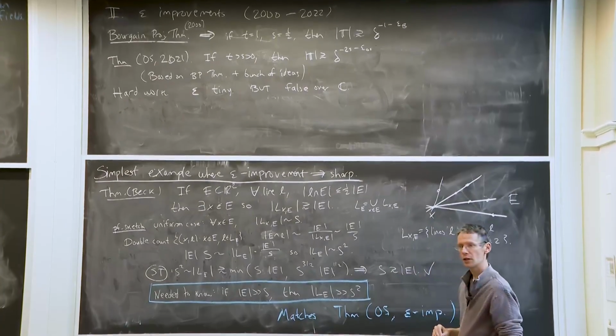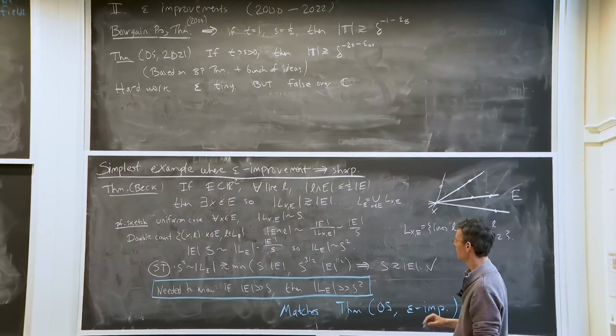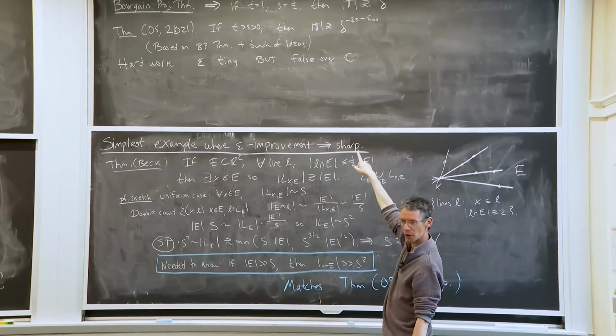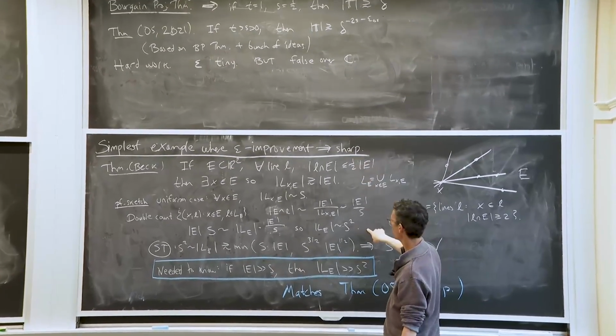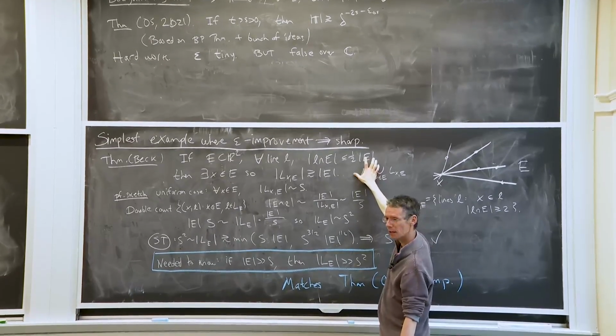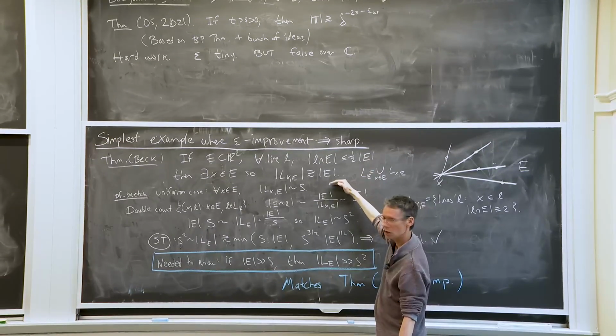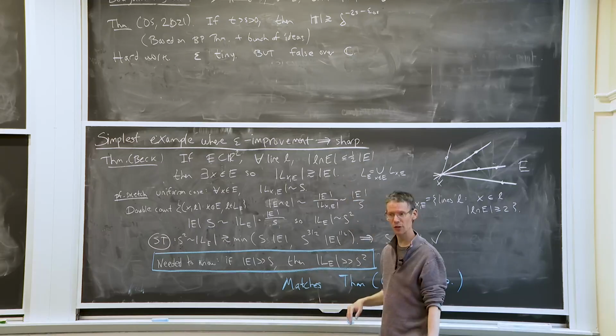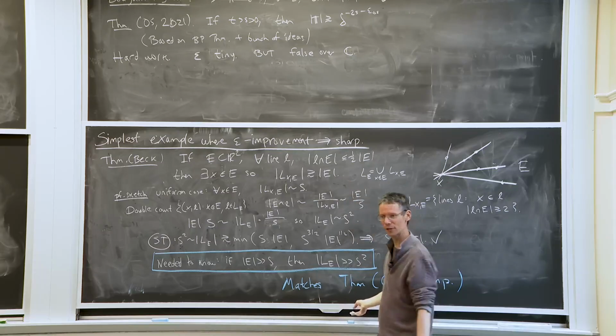OK. So that suggests an idea that we could use that epsilon improvement theorem by Orponen-Shmerkin and put it into an argument like this one and prove some kind of generalization of Beck's theorem that might have a sharp conclusion, even though we stuck into it just epsilon improvement. And that actually works. So I'm going to write it down now for us.